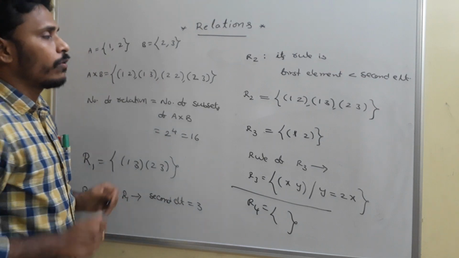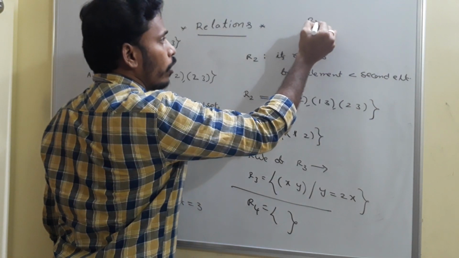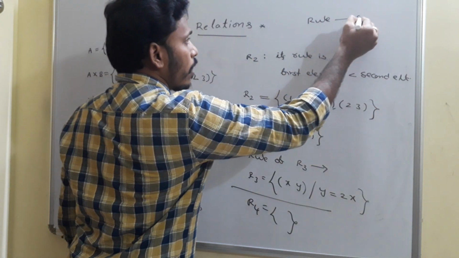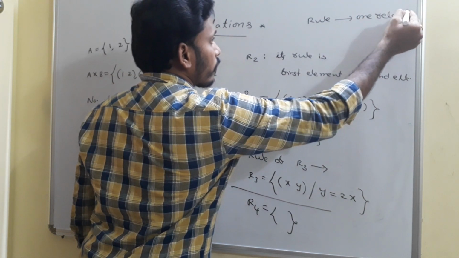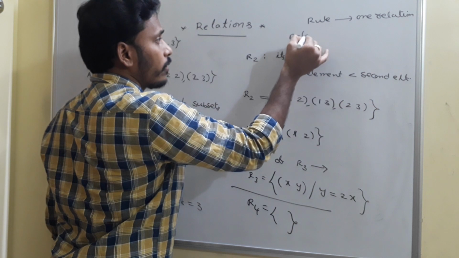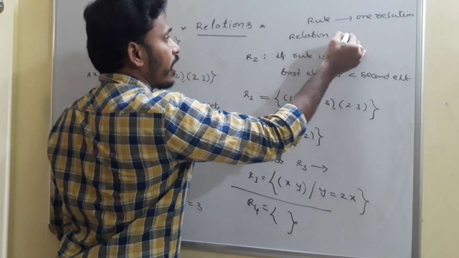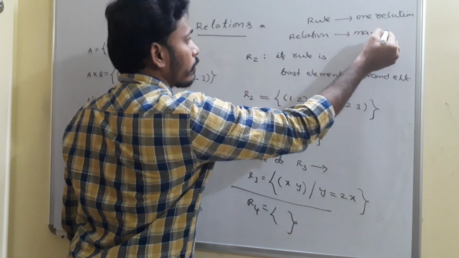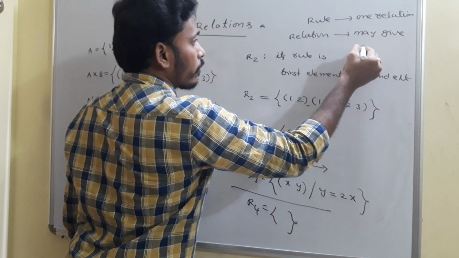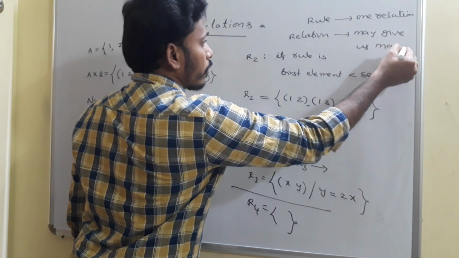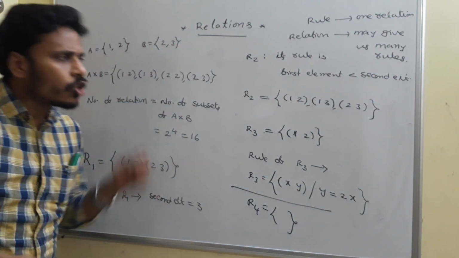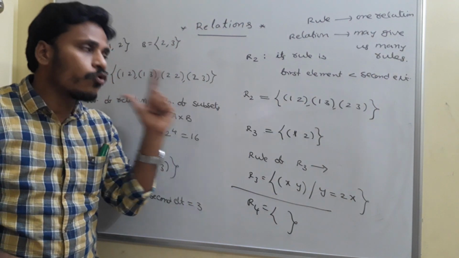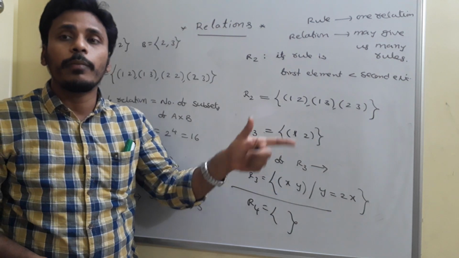Once again, I am repeating: a rule will give us one relation, but a relation may give us many rules. If you have a relation, you have ordered pairs, so you need to observe those ordered pairs. If you observe them, sometimes you will get many rules.